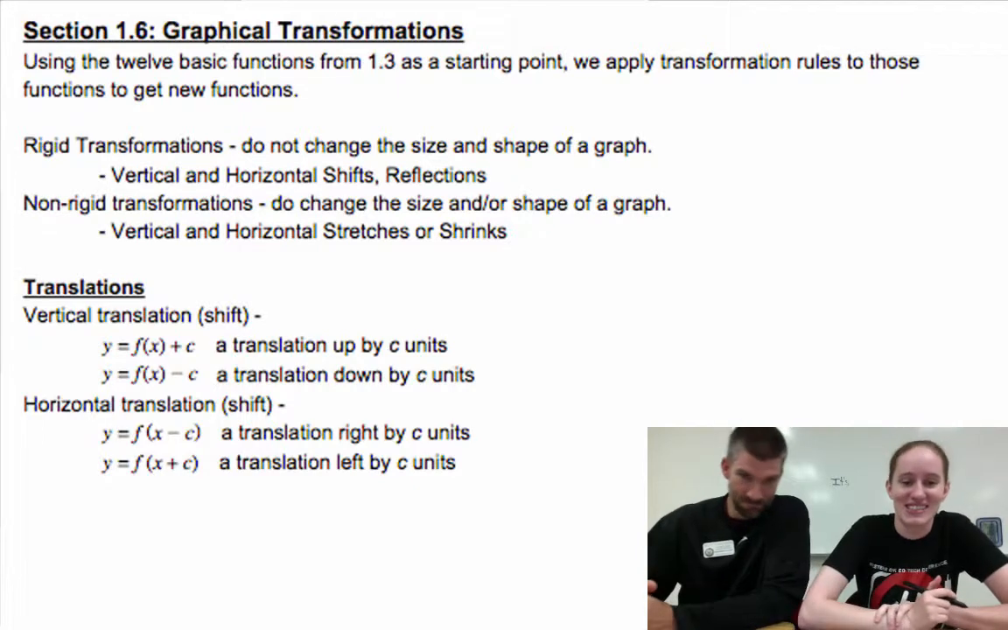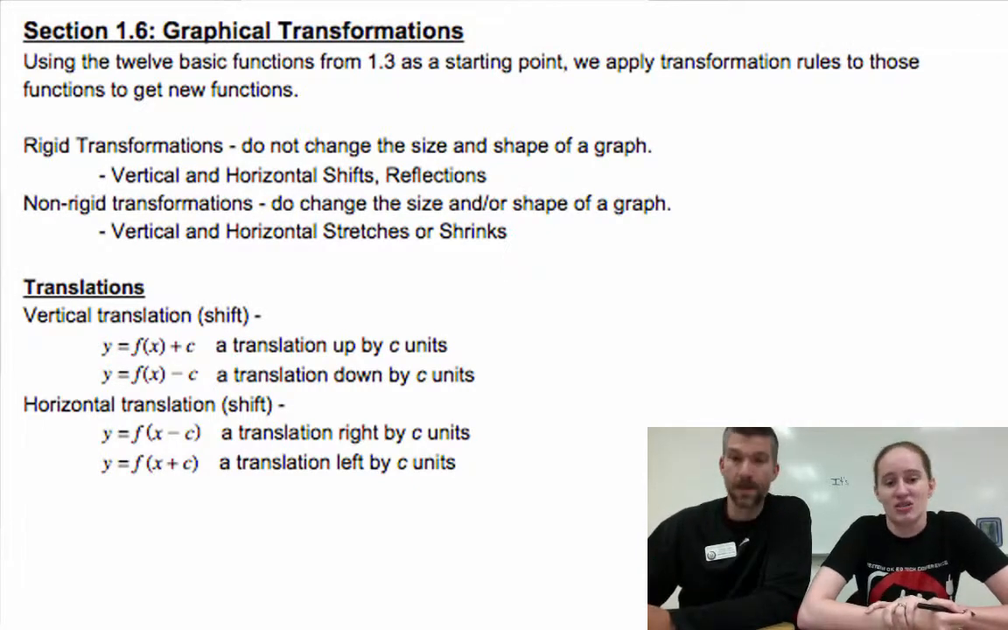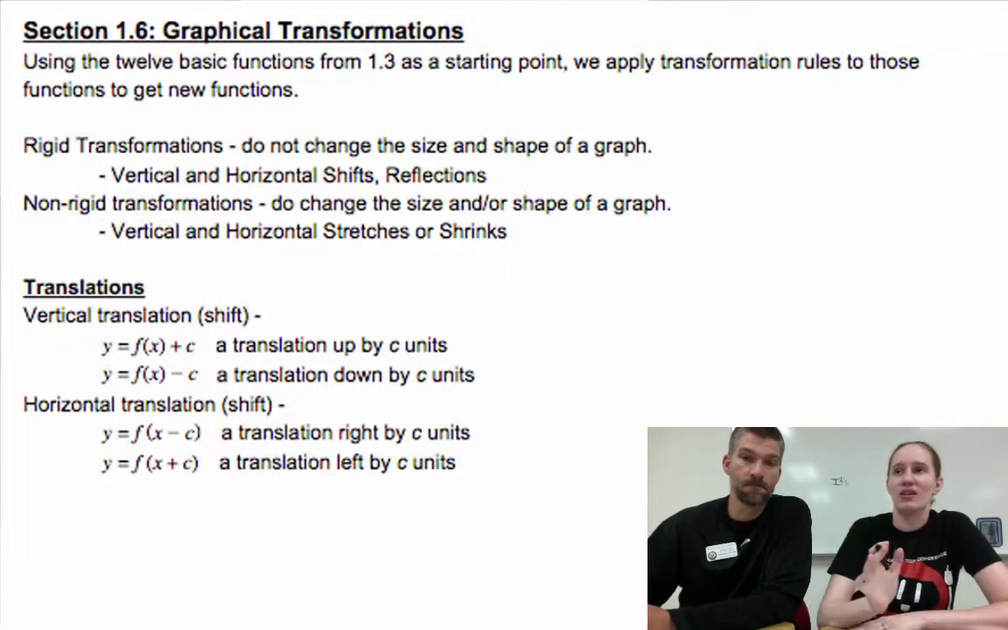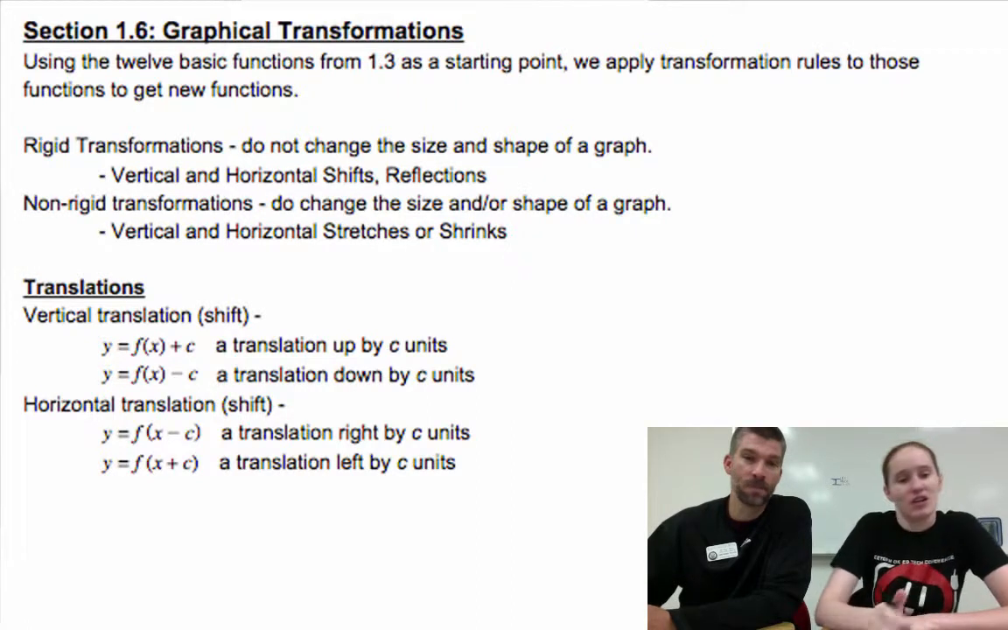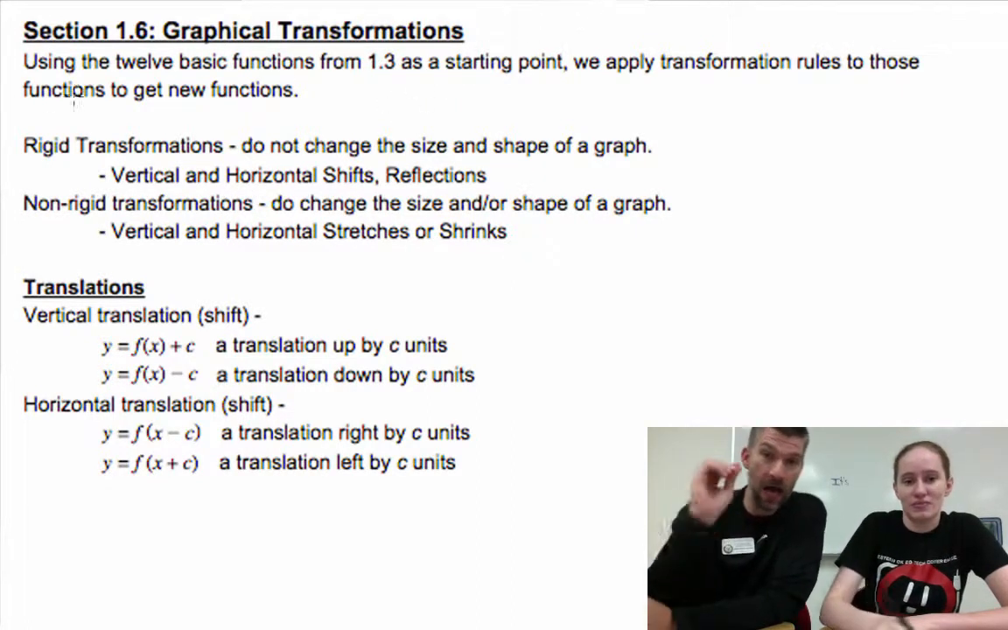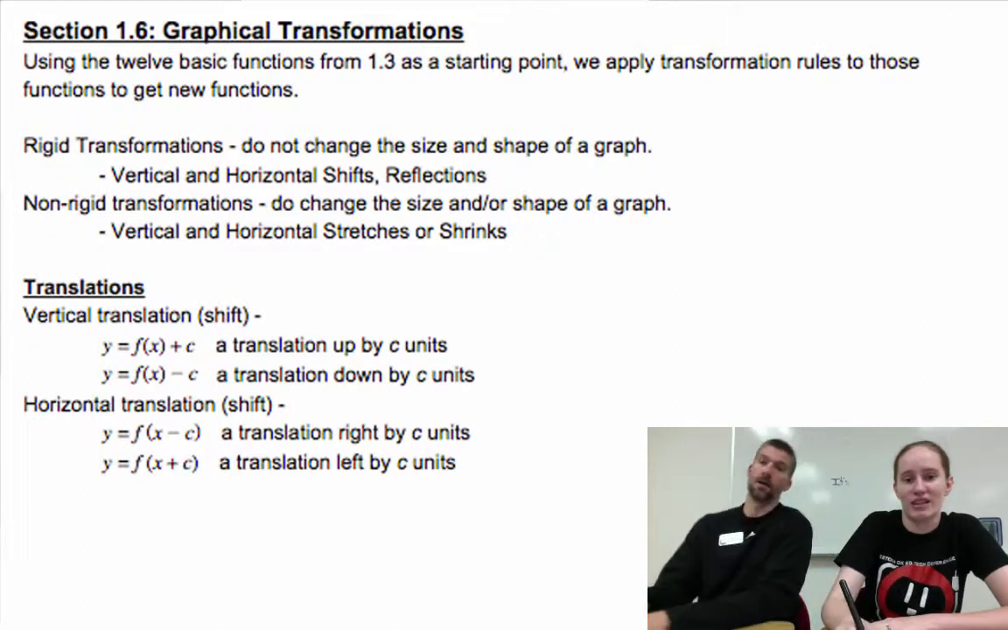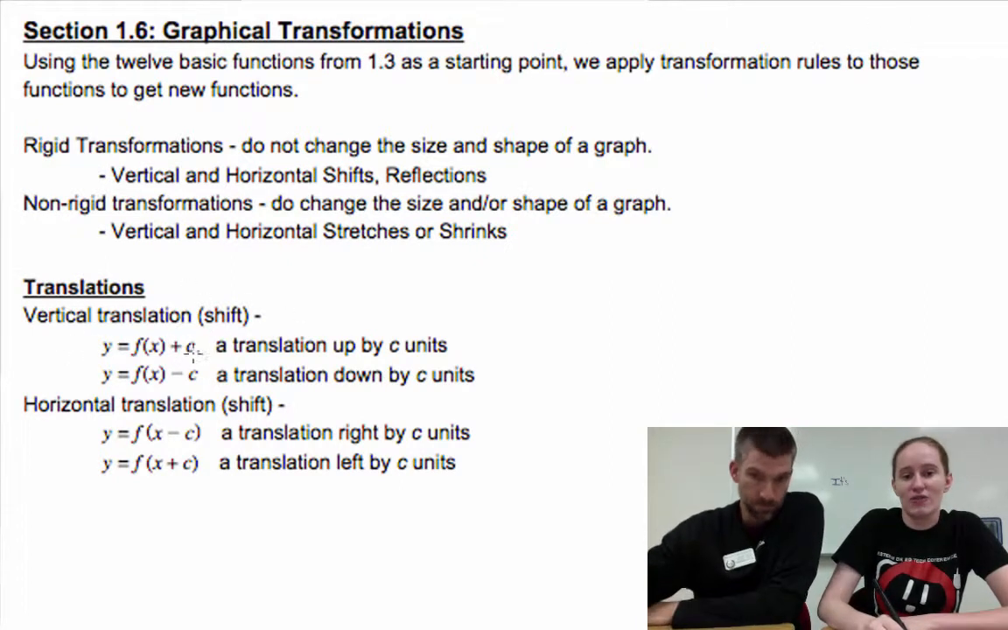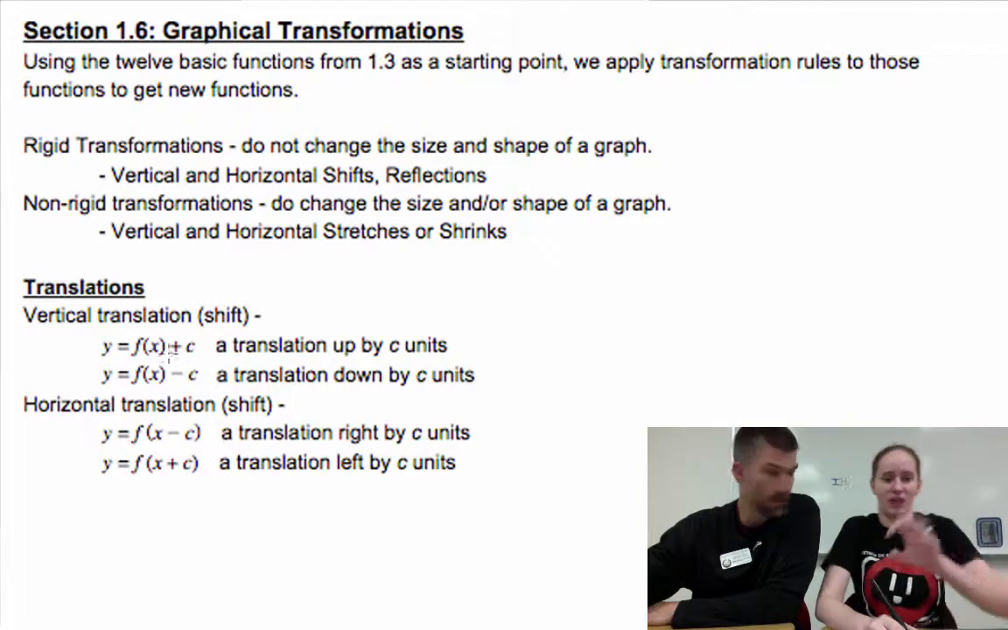Translations. You can translate vertically, which is up and down. You can translate horizontally, which is left and right. And the important thing to know is every single time you do this, these rules will happen. So if your number, we have this f of x thing here.